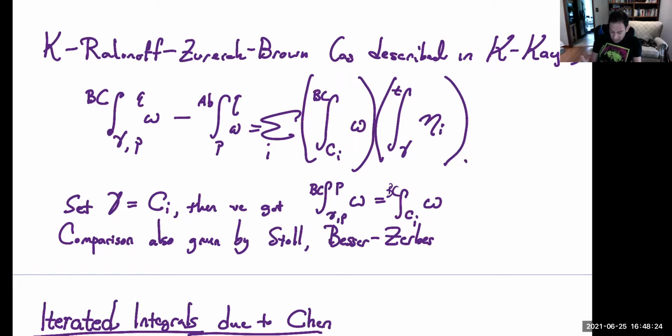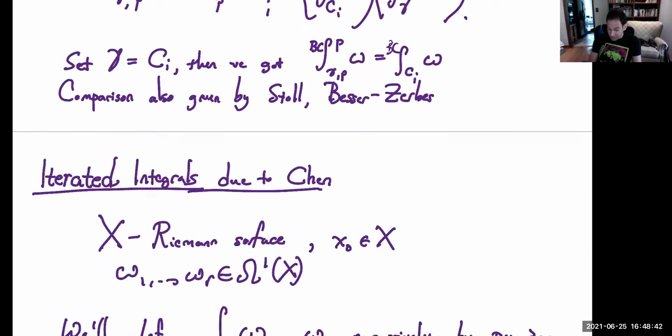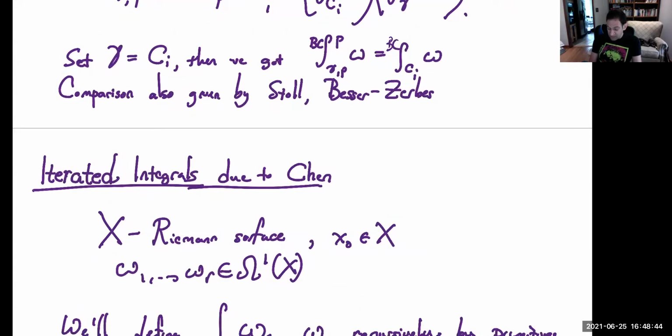And this description is ahistorical. It was actually proven through an analysis of the Raynaud uniformization of the Jacobian. But morally, I like to think of this as what's happening. And this comparison was also given by Michael Stoll and Amnon Besser and Sarah Zerbes.